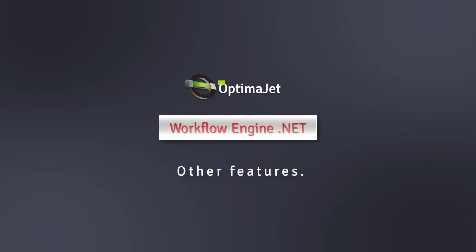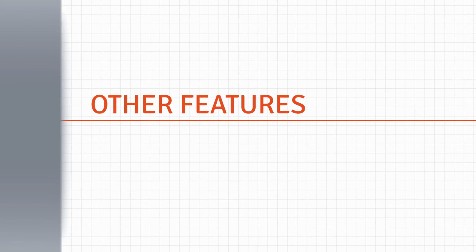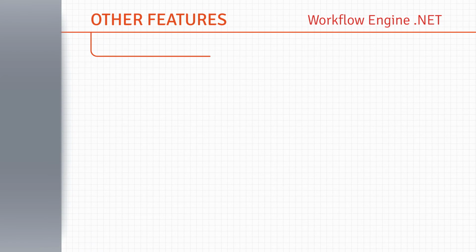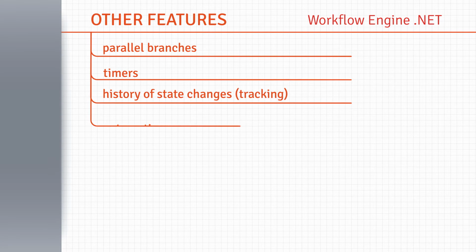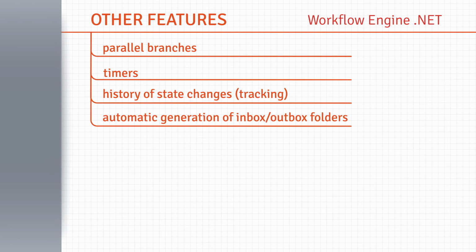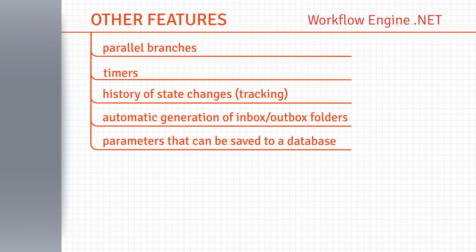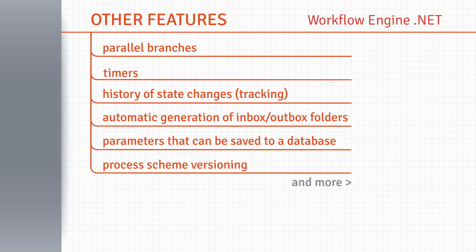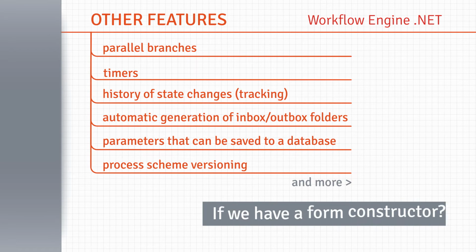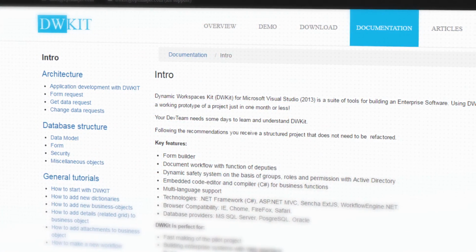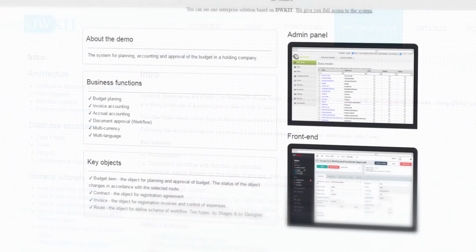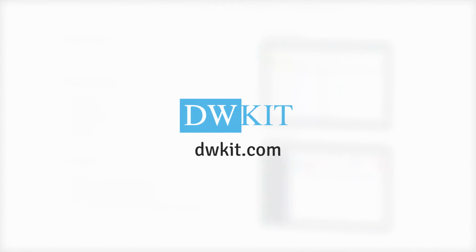Other features. WorkflowEngine.net also contains a number of other functions: parallel branches, timers, history of state changes, tracking, automatic generation of inbox-outbox folders, parameters that can be saved to a database, process scheme versioning, and more. Our customers frequently ask us if we have a form constructor. Well, we have a form constructor, but not in WorkflowEngine.net. The form constructor is included in another product, DWKit, which uses WorkflowEngine.net.